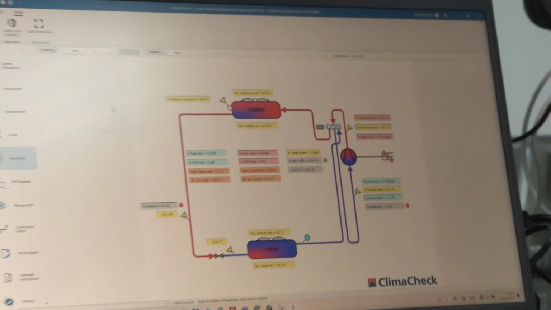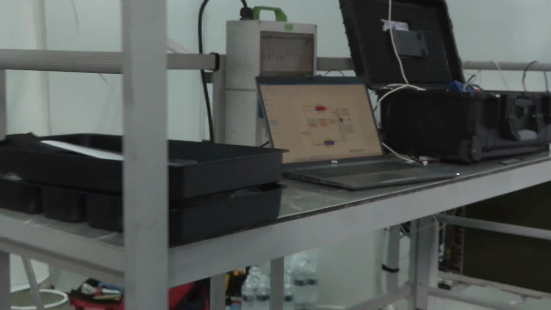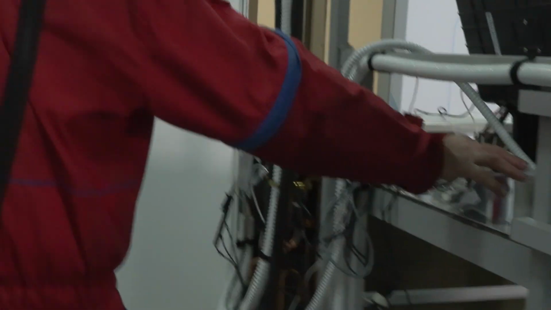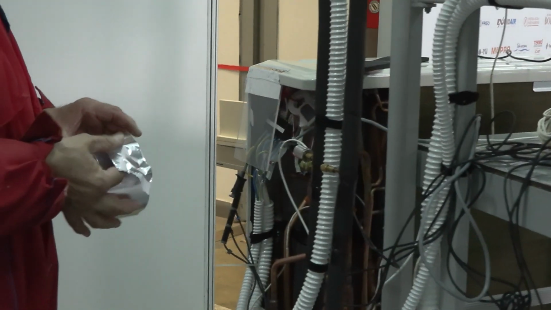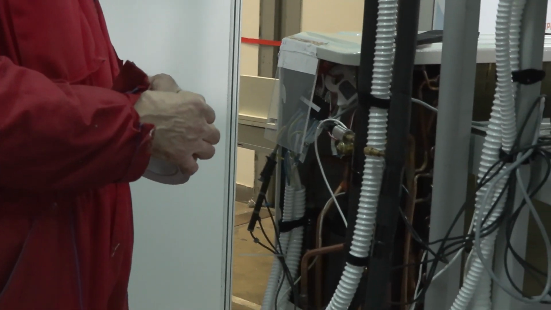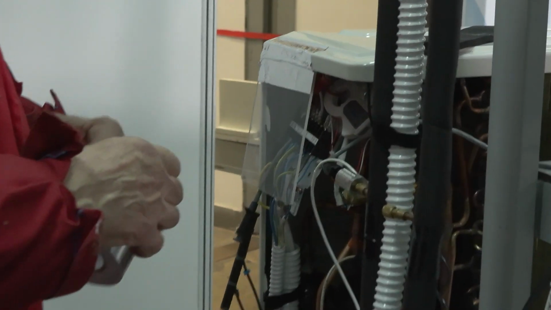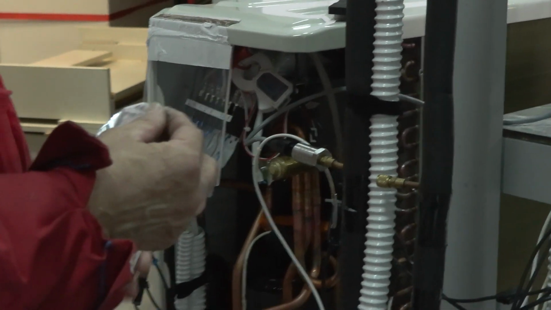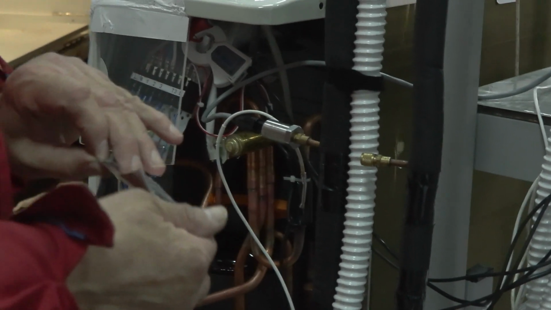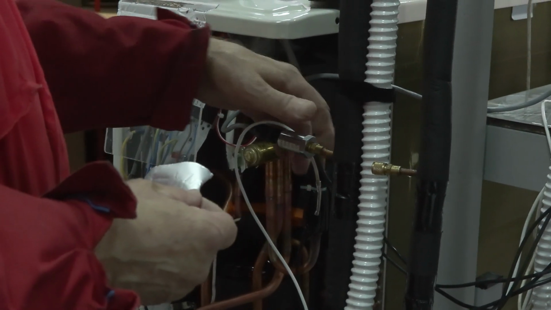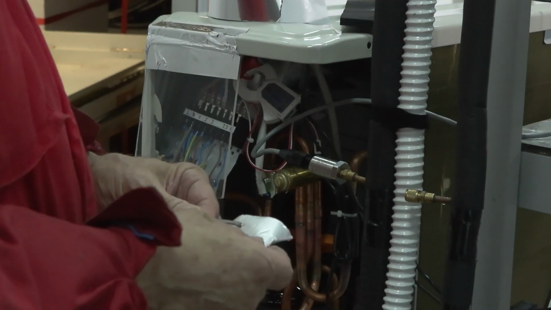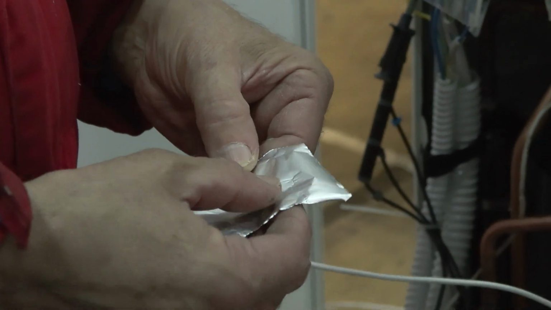So let's go to the back. We show how we have applied some of the temperature sensors, as it's very cramped here. It takes small fingers to get it there. But the important thing is that you use aluminum tape and put the sensor on that, and then put some heat transfer paste so you get good contact.